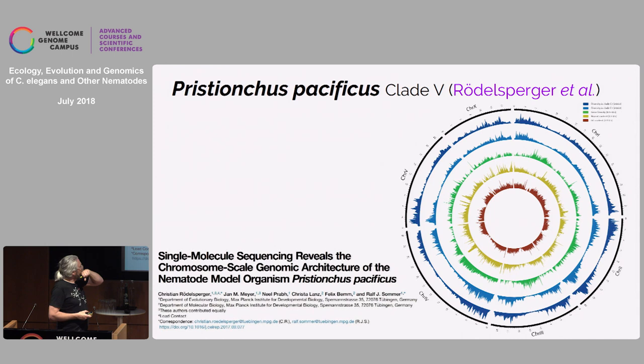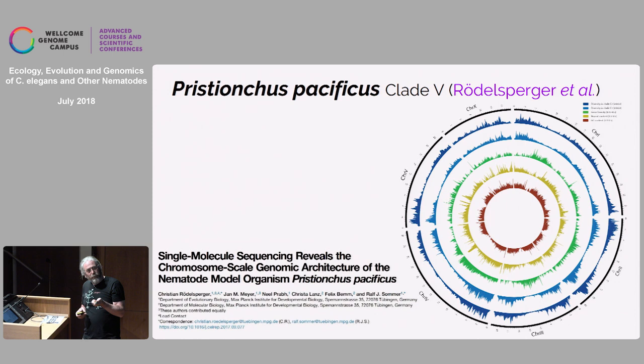So beautifully, we have the genome of Pristionchus pacificus now in chromosomes based on the PacBio sequencing. And I hope you can see, for example, here on chromosome 2, we have repeats at the ends of the chromosome, conserved genes in the middle of the chromosome. This looks like the same sort of unit we see in C.